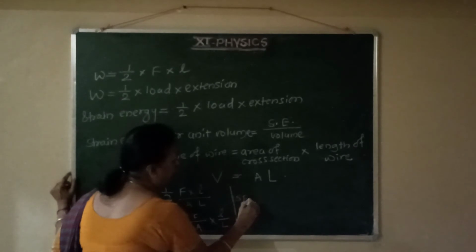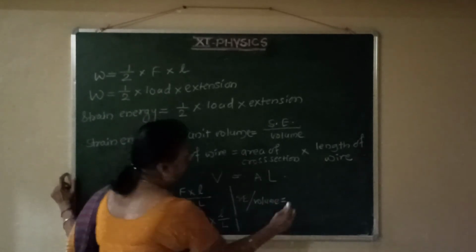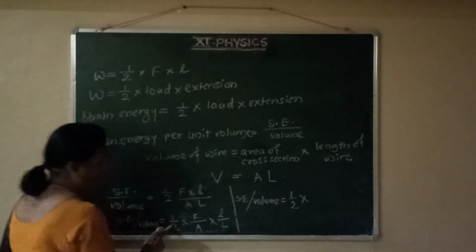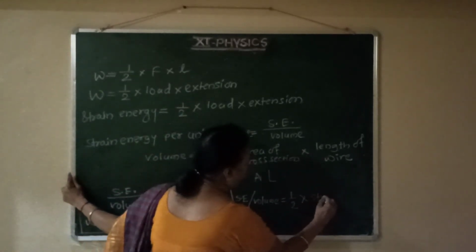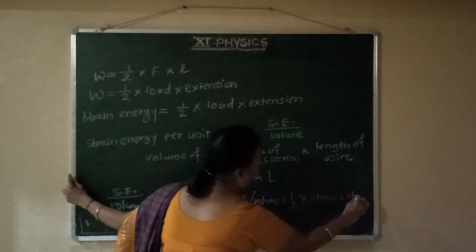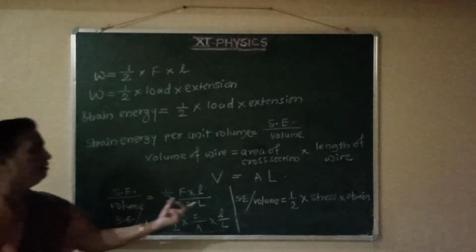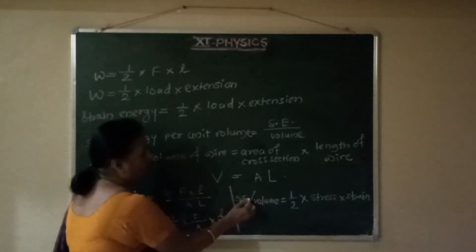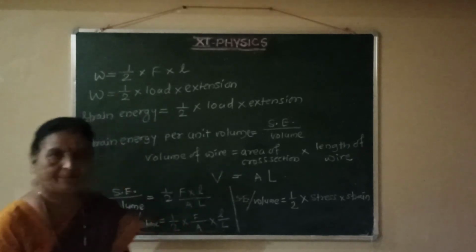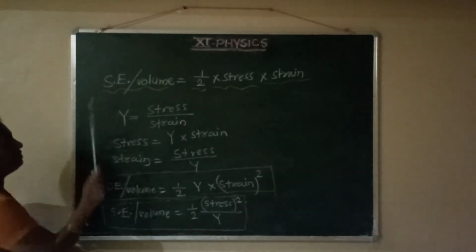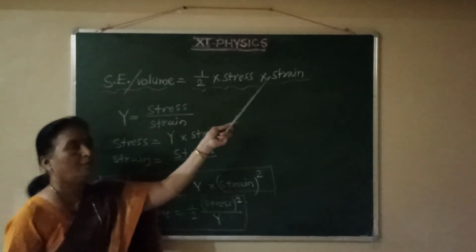So strain energy per unit volume is equal to, we get one formula, half as it is, F upon A, force upon area. This term gives us what? Stress. And L upon L, this term gives us what? Strain. So one formula we get here for the strain energy per unit volume in terms of stress and strain, and it is half stress into strain. So the equation for strain energy per unit volume is equal to half into stress into strain.